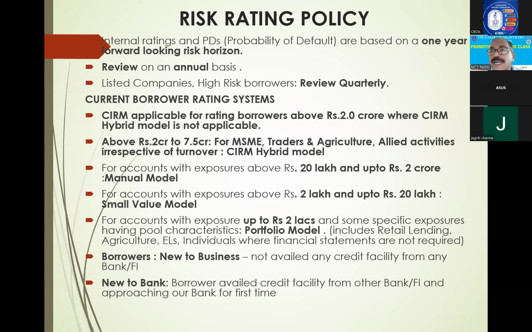Next, we go for risk rating policy of the bank. Risk rating, internal ratings and probability of default. They are based on a 1 year forward looking risk horizon. As I told you, internal rating, particular low risk or moderate risk. How many moderate risk accounts are becoming NPA in 1 year? Only 1 year horizon we will see. So these internal ratings, generally it is for 1 year horizon. That is why yearly review of risk rating also we will tell. Right? And review on annual basis.